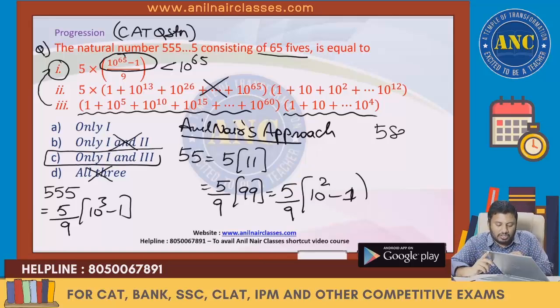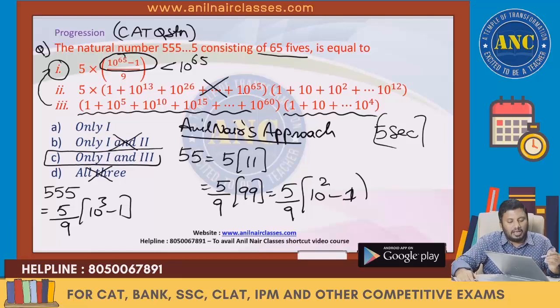Within 5 seconds, you can solve this question if you know the approach. Again, I am saying 55 is 5 into 11. 5 by 9 into 99. 99 is 10 square minus 1. 2 5s are there, it is 10 square minus 1. 3 5s are there, it is 10 cube minus 1. 65 5s are there, 10 power 65 minus 1 by 9. First option is definitely right. First option is saying that this is less than 10 power 65. From 10 power 65, subtract 1 and divide by 9. So, answer will be less than 10 power 65.